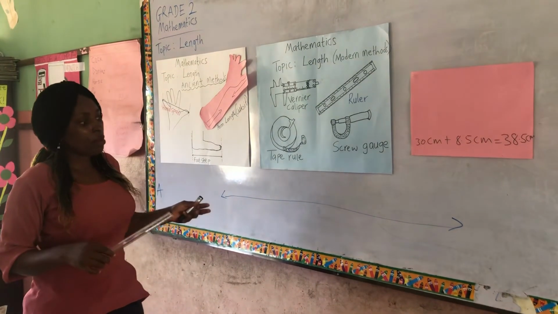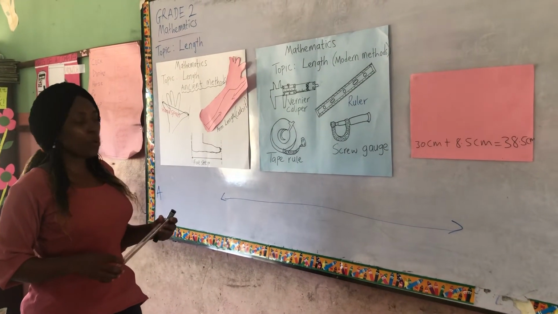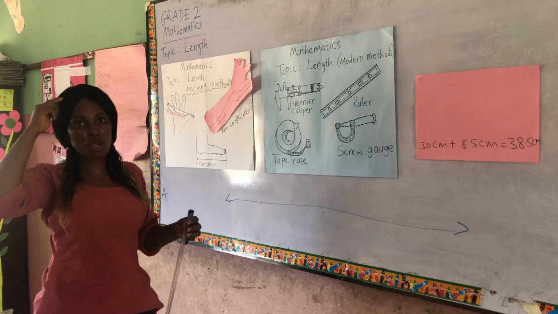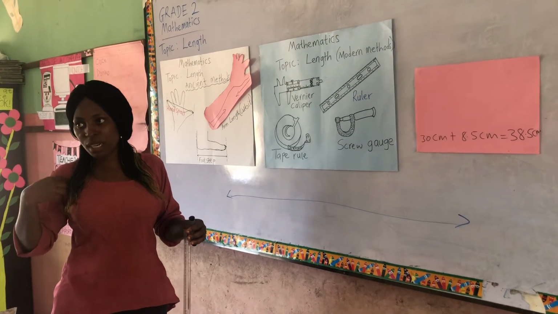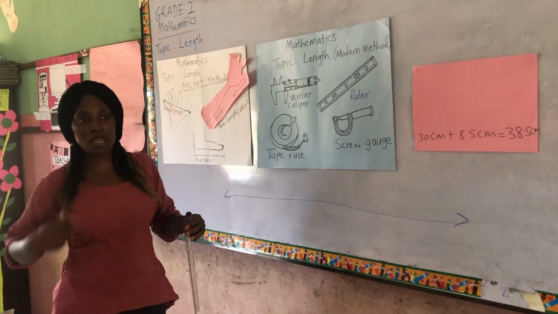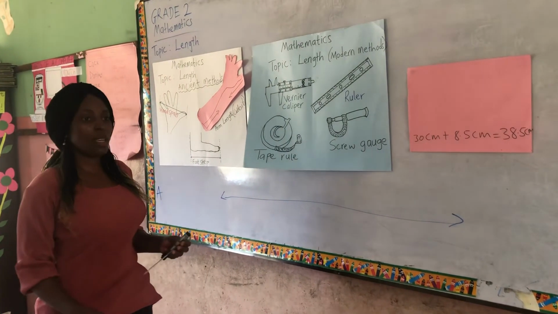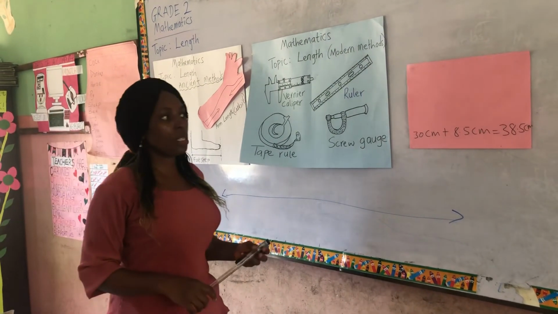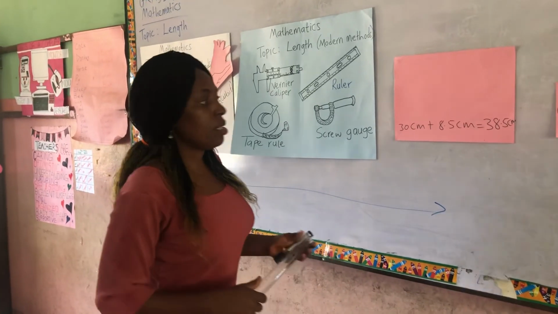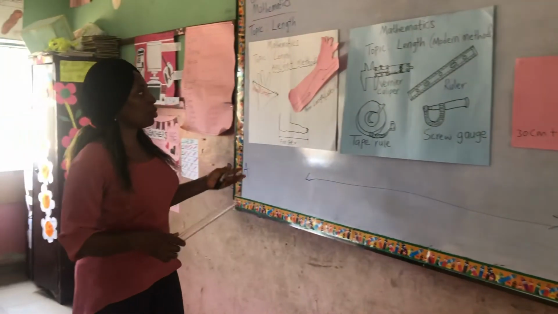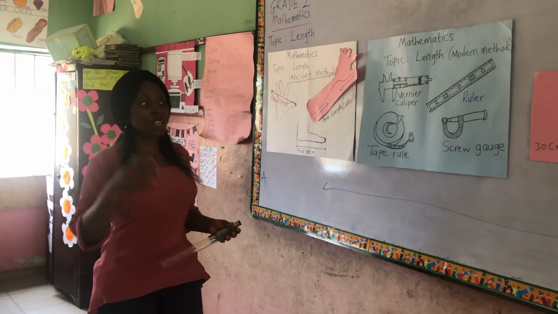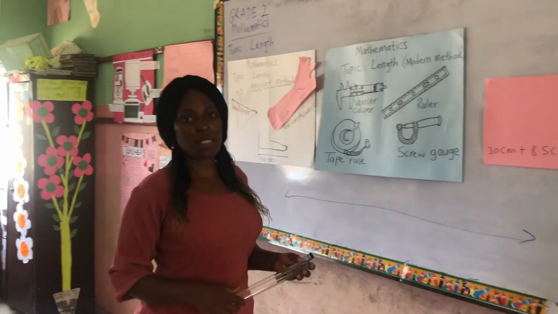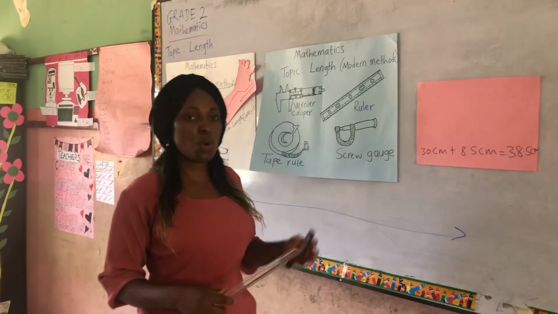You can as well get a tape rule if you have one and measure the length of your dress. If you have a dress, a full dress, you measure the length, or your trousers, and then you take note of what it is. So all of these will help you to know the actual length of the objects around you. Do enjoy carrying out these activities I've given you as your home fun.